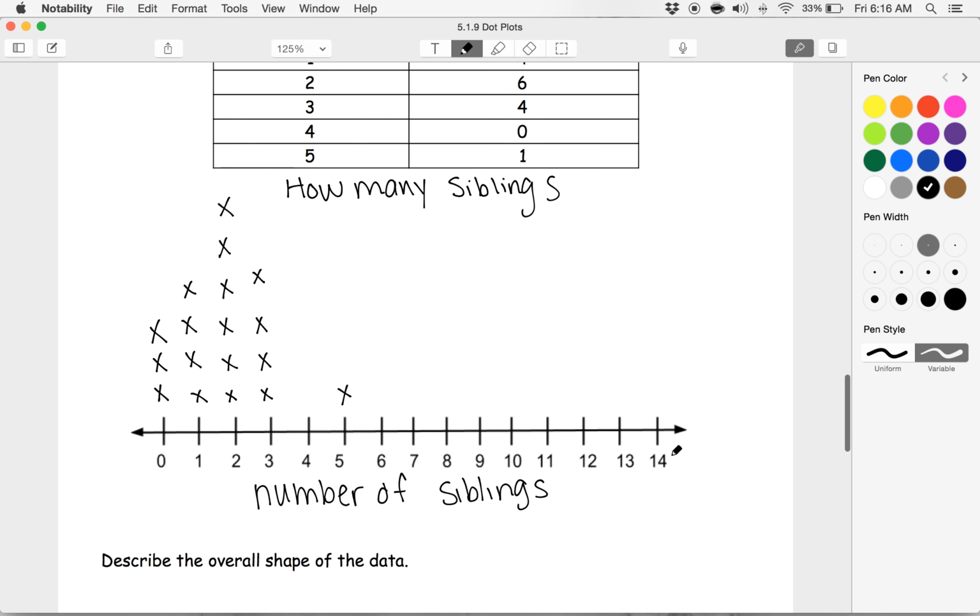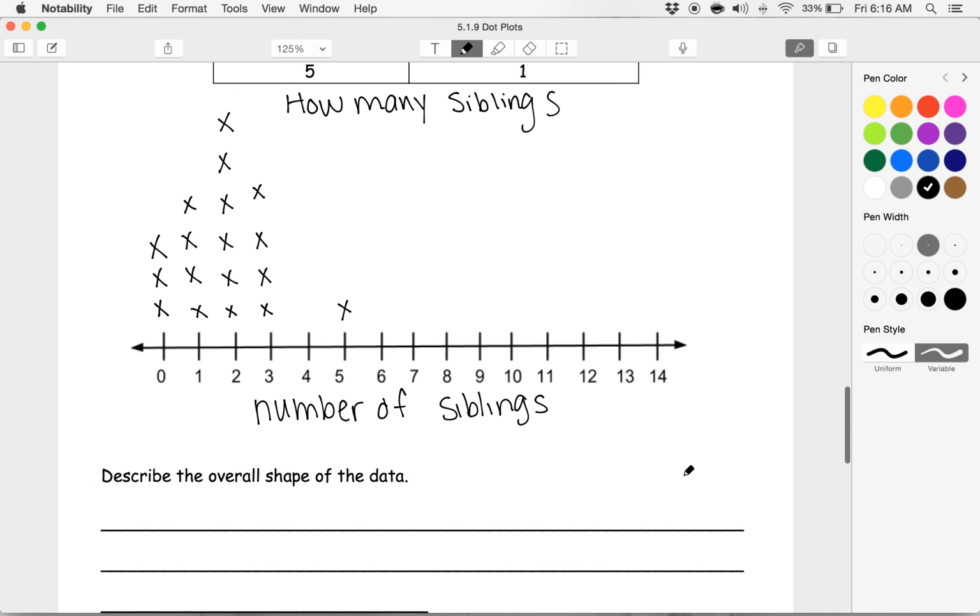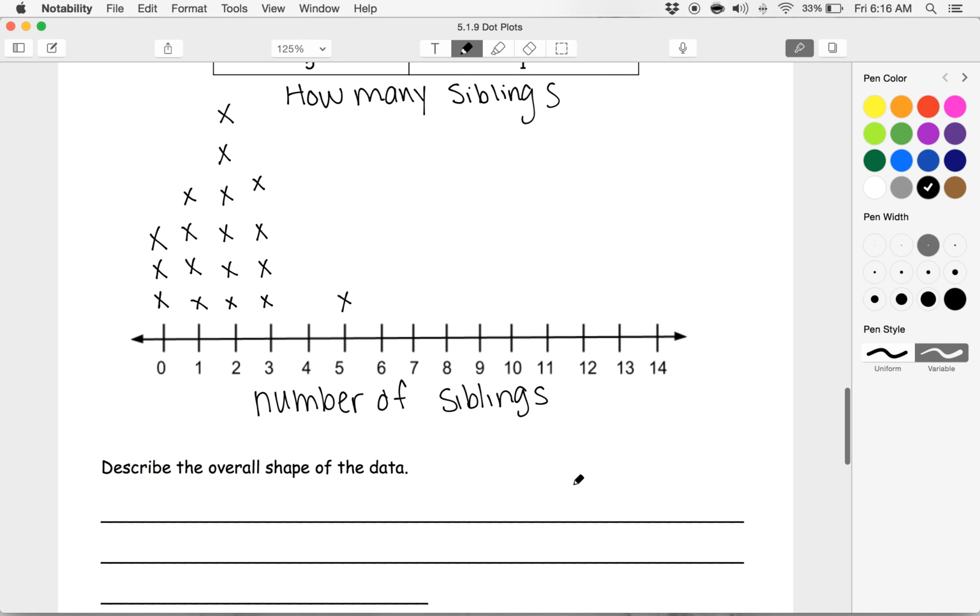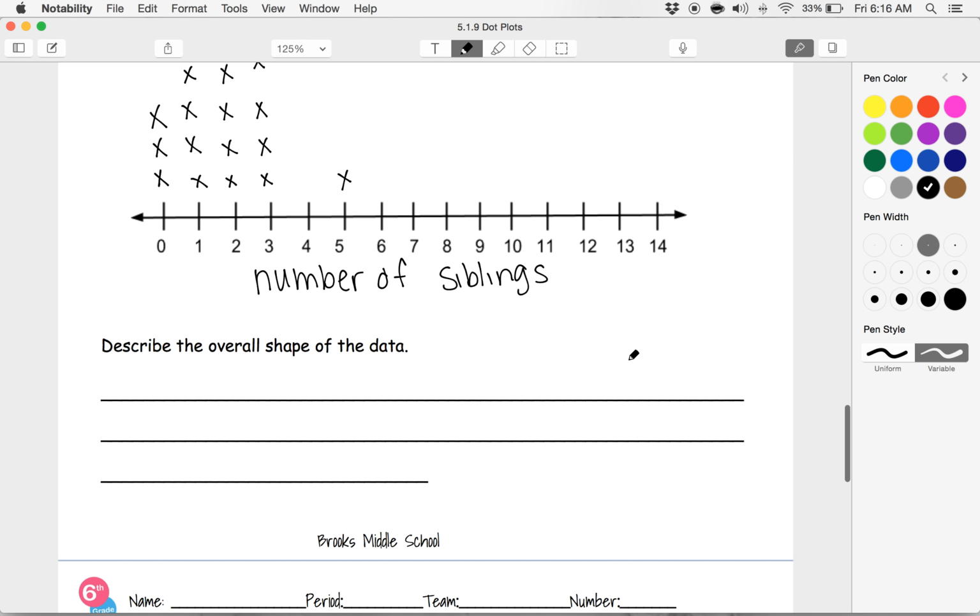So for this, now I have to describe the overall shape and take a look. Where do you see the empty spot? Well, my empty spot is on the right. So again, we're going to say this is skewed right.